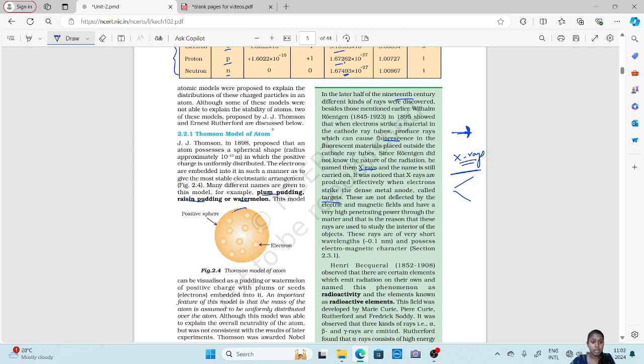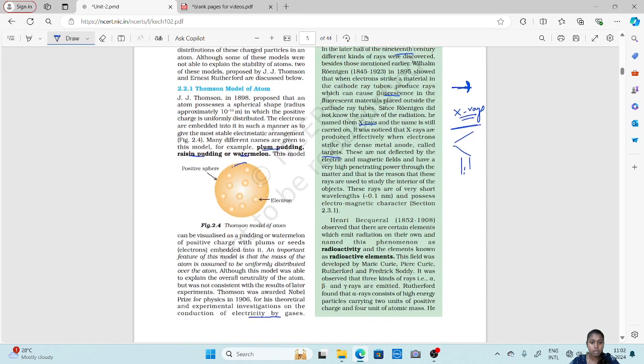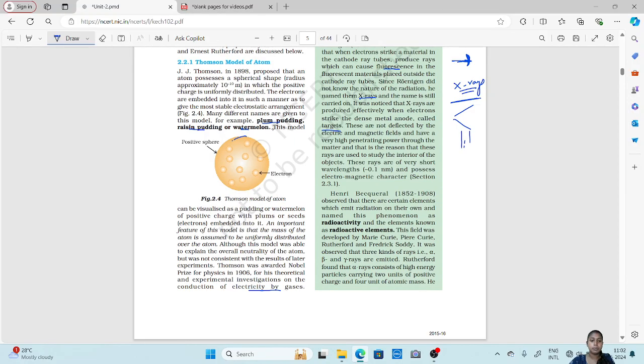Penetrating power means they can pass through anything. When we take X-rays, they can pass through our skin and bones also. That's why we use X-rays to study the interior of any object, for example our bones. We use X-rays to scan our bones, right? These rays are of very short wavelength and possess electromagnetic character.